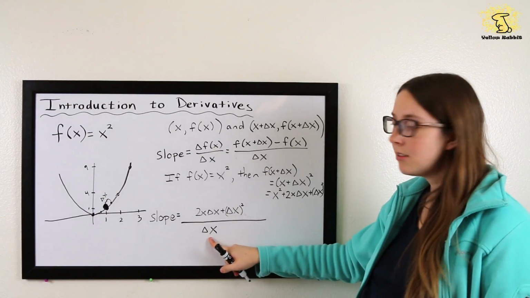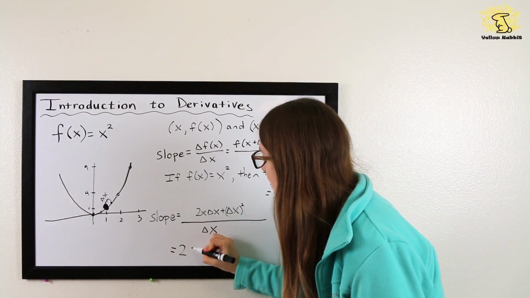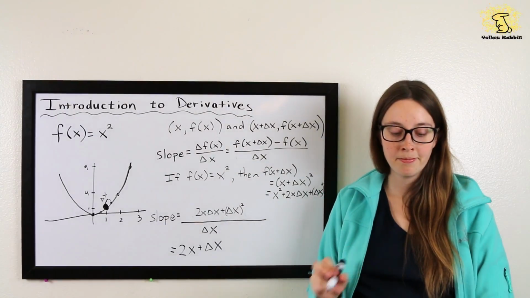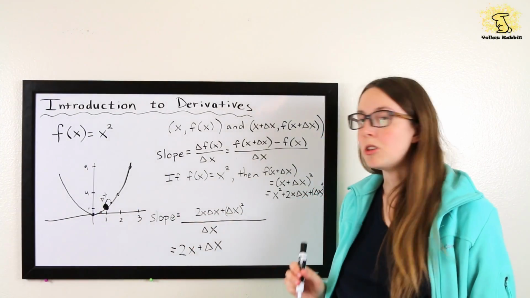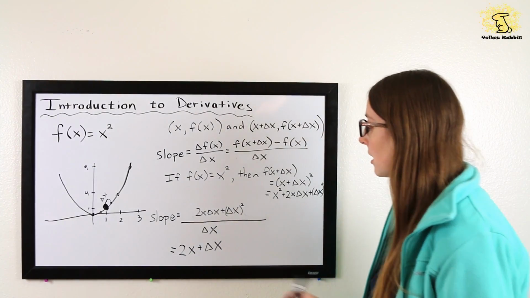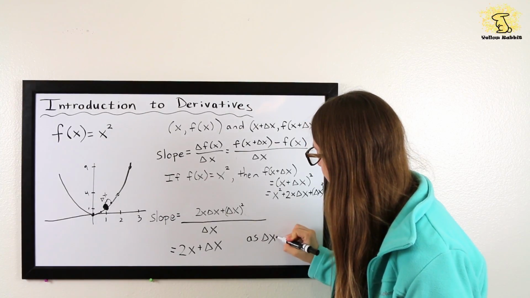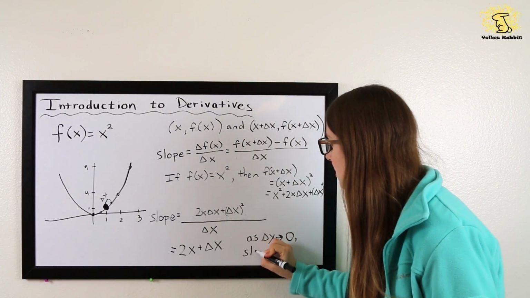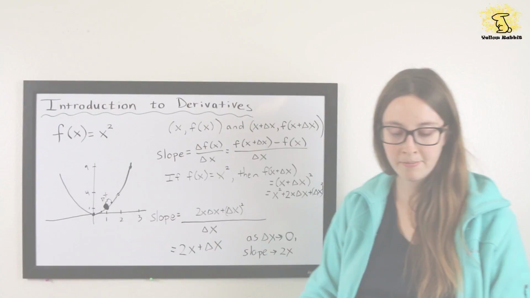And now I can divide out by the delta x to get a final result of 2x plus delta x. Now remember, however, our goal is to shrink the value of delta x towards 0. So delta x should be going towards 0. As delta x goes to 0, what happens to our expression for the slope? The slope goes to 2x.